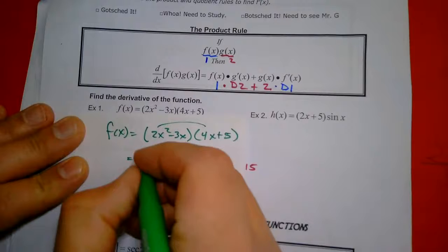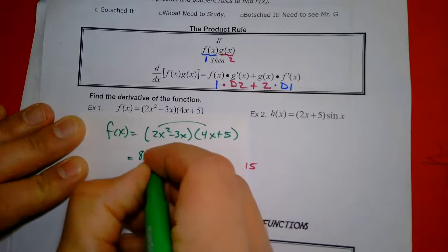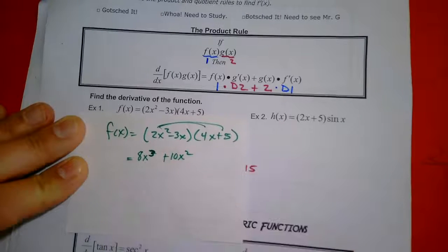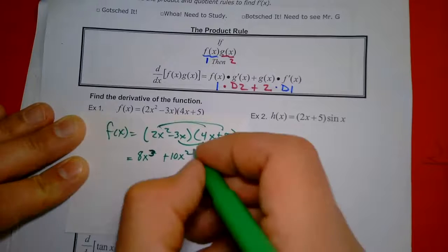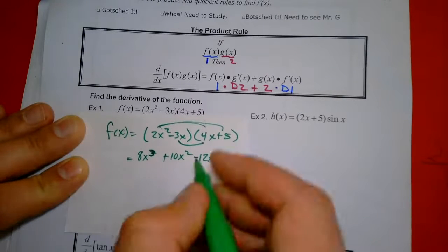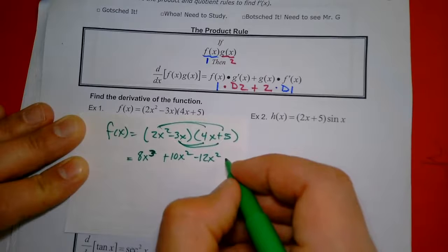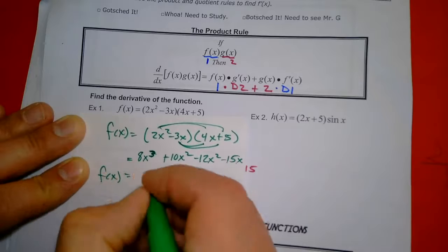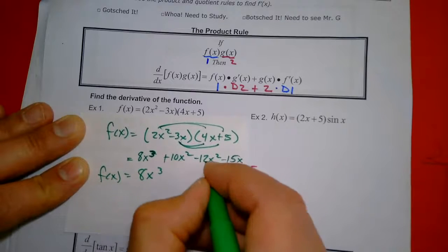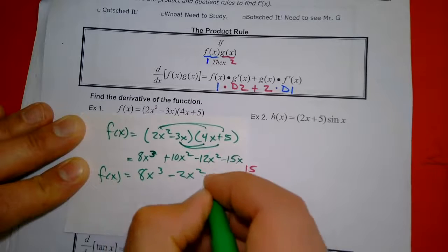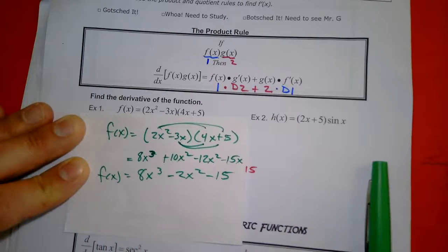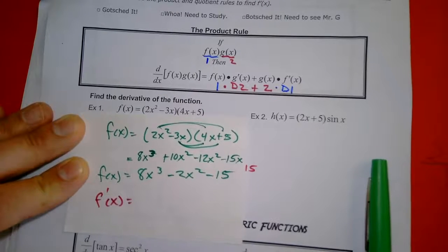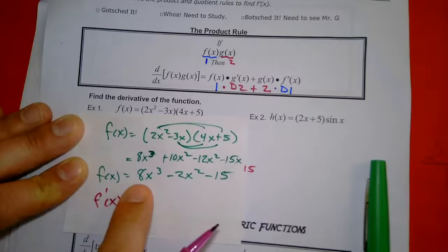So 2x squared times 4x, that's 8x cubed. 2x squared times 5 is 10x squared. Negative 3x times 4x is negative 12x squared. And then negative 3x times 5 is negative 15x. So if I simplify the middle there, I get 8x cubed, 10x squared and negative 12x squared is negative 2x squared, minus 15x. Right? Now do the derivative. Do the power rule. Take your power and bring it down and multiply. What's the derivative of 8x cubed?